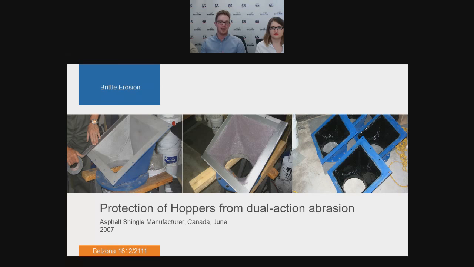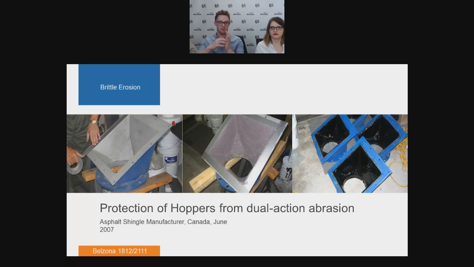So what they did was they used Belzona 1812, the ceramic carbide fine particle version, to combat the ductile, sliding abrasion they got from dropping the shingles into the hopper. And then they used the Belzona 2111, the same as in the previous example, to cope with the initial impact of them hitting the side of the hopper and then sliding down the outside.